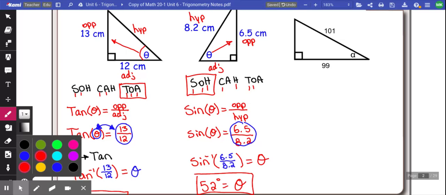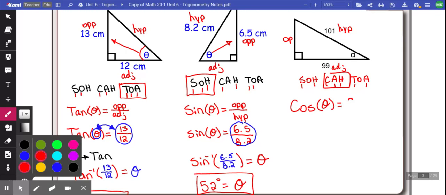Last one. We're going to go a little quick. We label our triangle. This is opposite. This is adjacent. This is hypotenuse. We're going to do Sohcahtoa. If you put check marks, you should have check marks under A and H. That means we're doing Ka. So cos of an angle equals your adjacent divided by your hypotenuse.